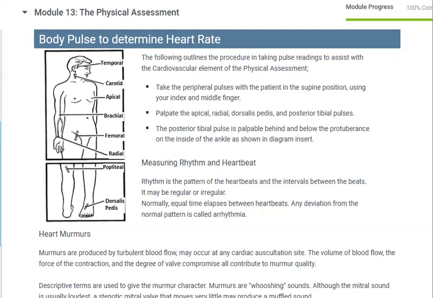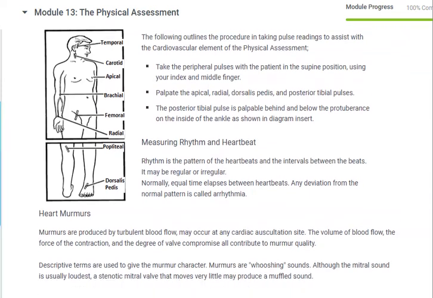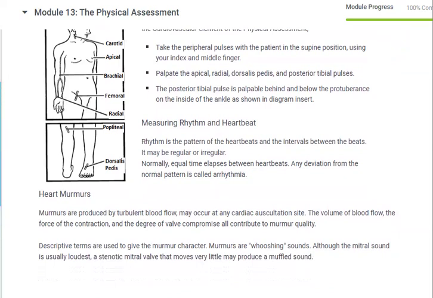Heart murmurs. Murmurs are produced by turbulent blood flow and may occur at any cardiac auscultation site. The volume of blood flow, the force of the contraction, and the degree of valve compromise all contribute to murmur quality. Descriptive terms are used to give the murmur character. Murmurs are whooshing sounds. Although the mitral sound is usually loudest, a stenotic mitral valve that moves very little may produce a muffled sound.